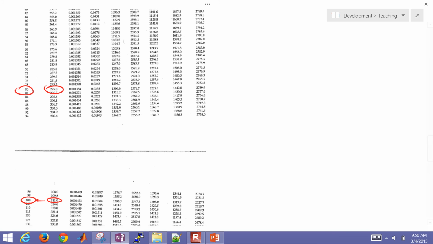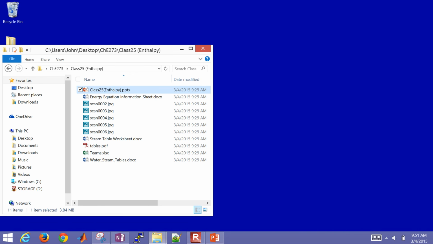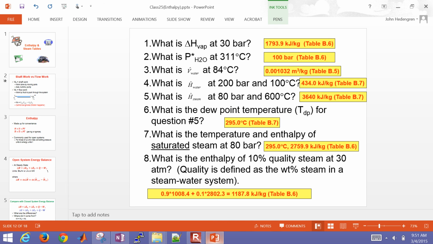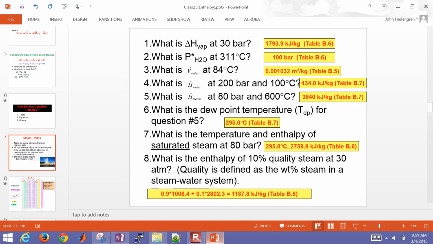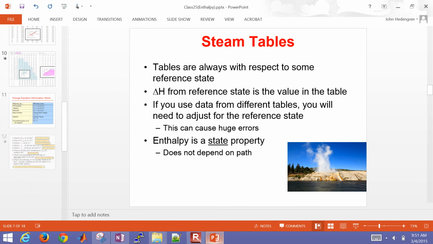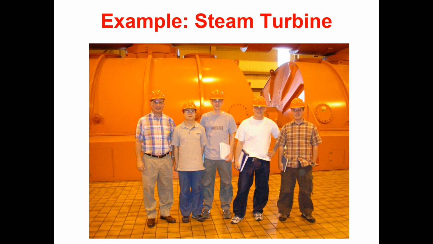Okay, so we could go through a couple more of these, but I'll just go ahead and end it here. Just use the tables to be able to find these different values. I'm going to go over just a couple additional problems, a couple different additional examples.